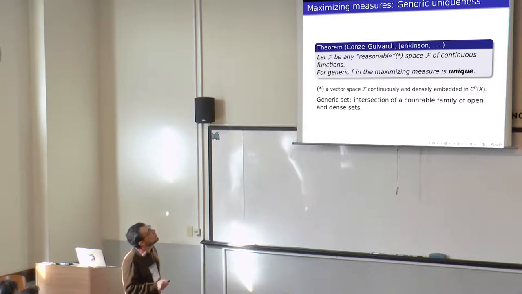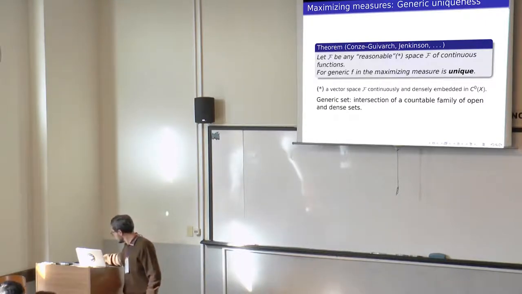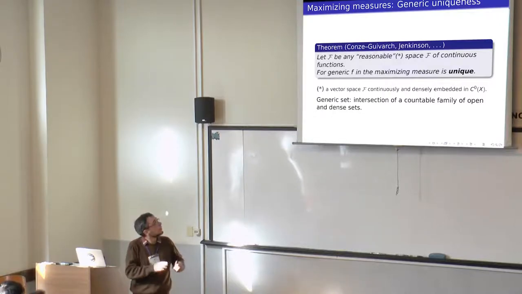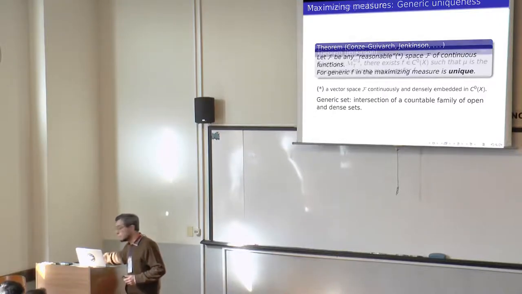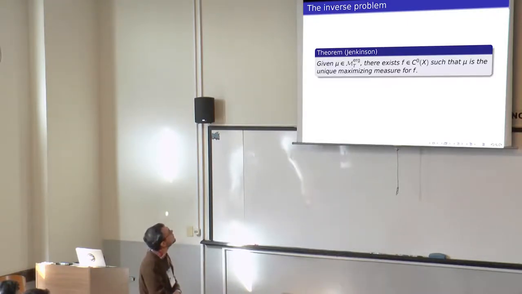Reasonable means that it contains the continuous functions and the continuous functions are dense there. And generic, I think this is standard terminology, means that a generic set is the intersection of a countable family of open and dense sets. Okay, so something like in Baire's theorem, right? So generically you have this uniqueness property, nice.